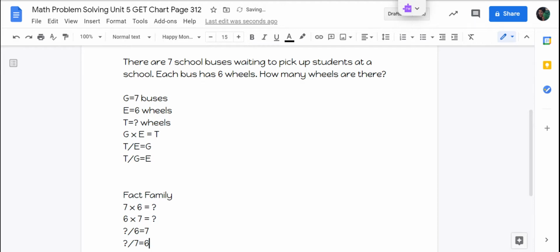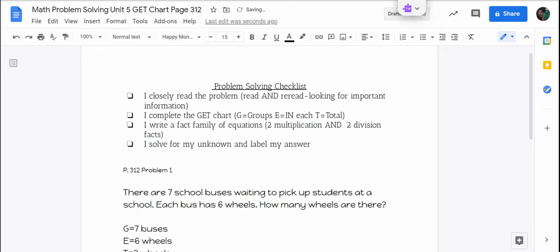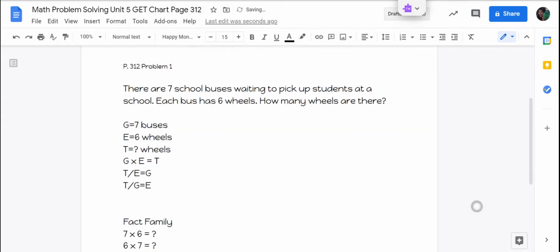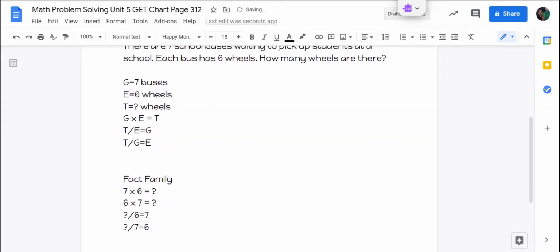So let's go back up to our checklist. I read the problem, I made my GET chart, I wrote my fact family. Now I need to solve for my unknown and label my answer, which thanks to my GET chart, I already know my label is going to be wheels. So I'm going to come down here and look at my fact family. And everyone may even have a different answer here. But let's see, Emma, if you were going to pick from our fact family, which fact, and again, it may be a different answer for somebody else, would be the easiest to solve?